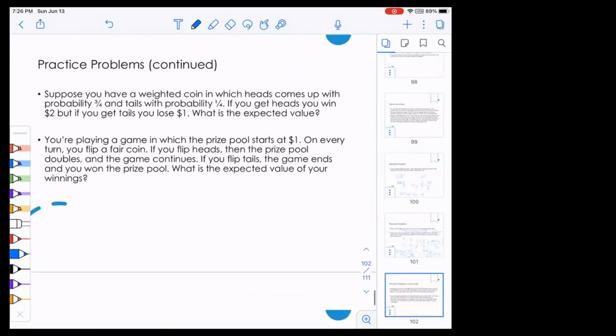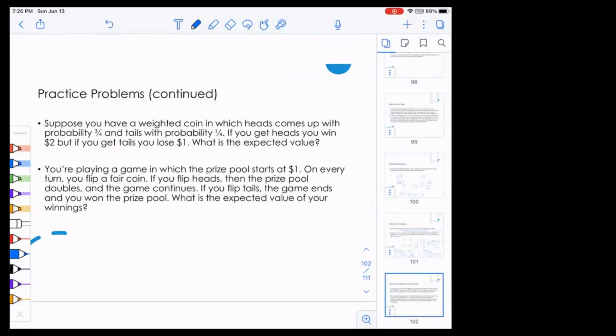All right, I have some more practice problems. The second one is pretty hard since there are infinite outcomes, but once you get it, it's pretty straightforward. Wait, the expected value for what? Like in the first problem. The expected value of what you win with each flip.